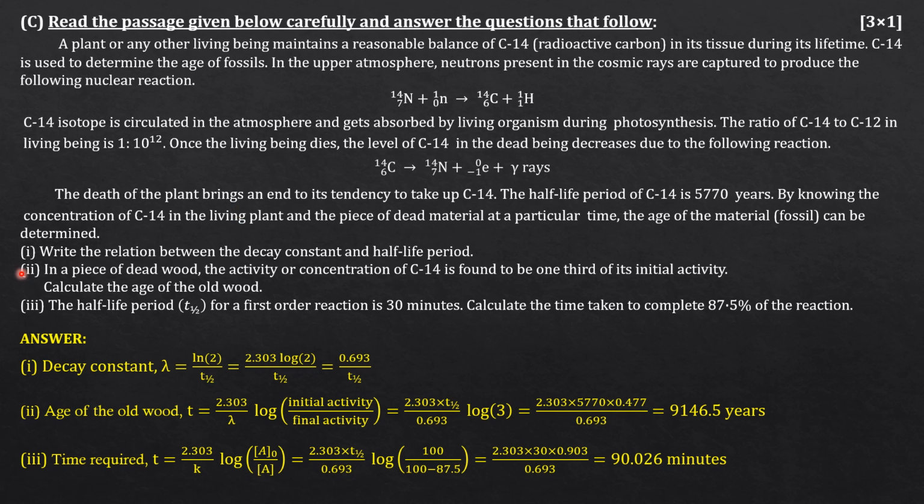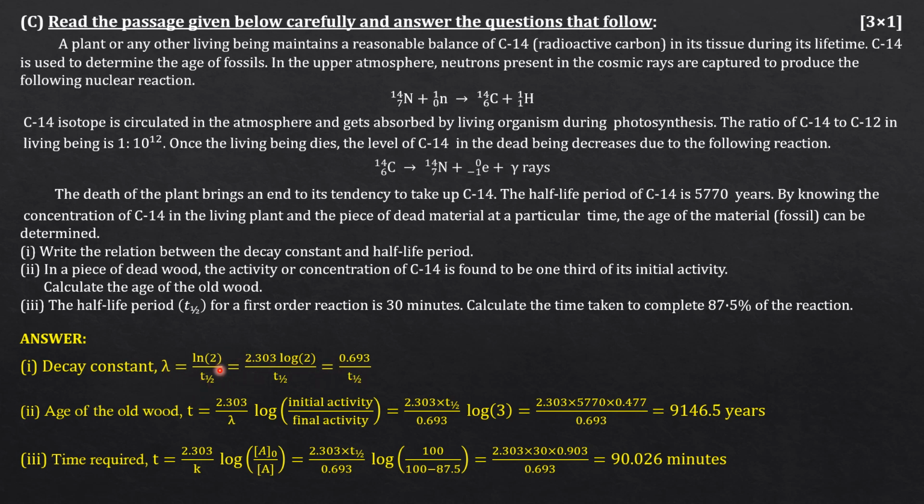You can write this lambda as k also, like you write k for the first order rate constant. But in nuclear chemistry, when we talk about radioactive decay, it is known as the decay constant instead of the rate constant, and the decay constant is generally denoted by the Greek letter lambda. However, in the answers given by the council, you will see they are writing k, but actually it is lambda. Now you can use any of these three equations. I have written all three. You can write any one.